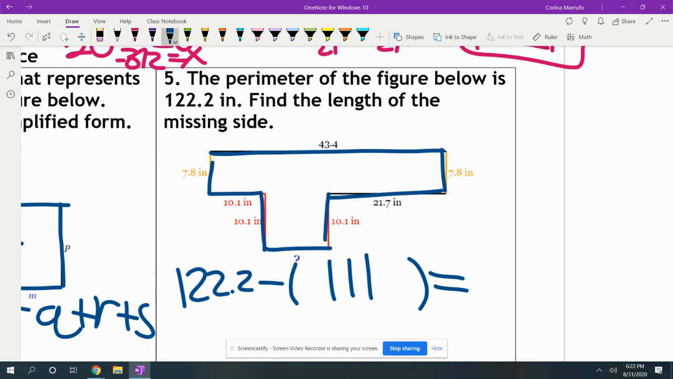So when we subtract these, 122.2 minus 111, that is going to give us 11.2. And our units are inches.